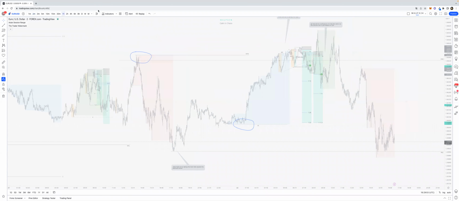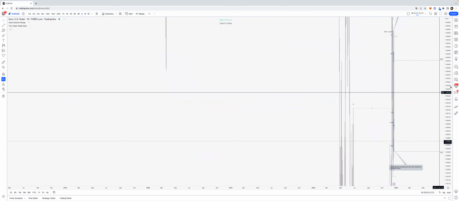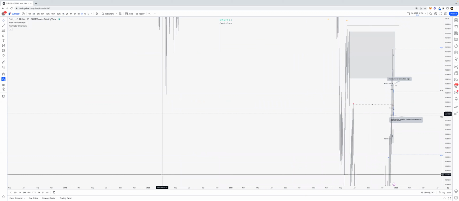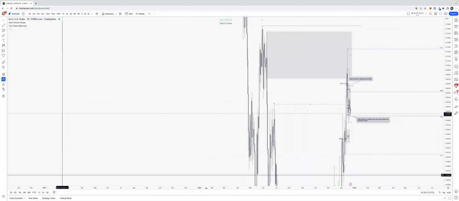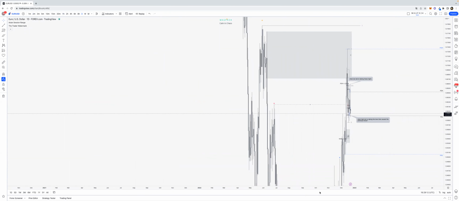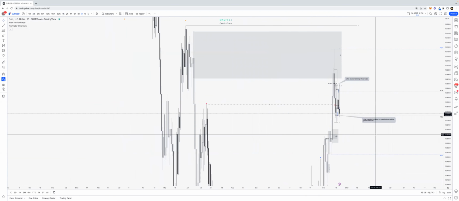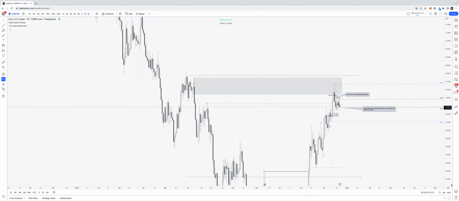Let's go about today and see what happened. Again, we are still in the ranges, but price moved some way. It had some movements finally. Let's get this out of the way real quick.